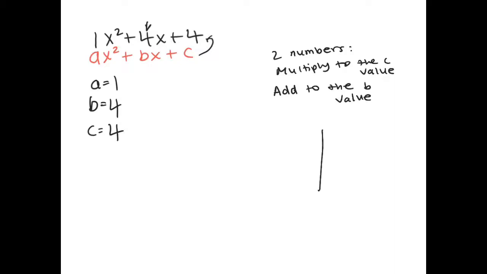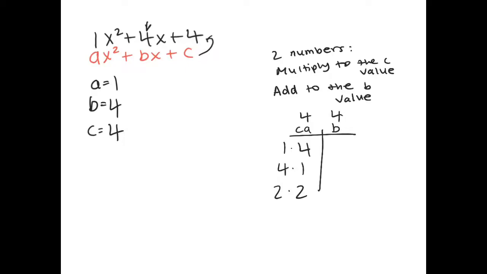The CAB table looks like this. That's C A and B. The titles are just your C value times your A value, and on the other side is just your B value. So what's our C times A value? 1 times 4 is 4, and our B value is also 4. Now, we have to find two numbers that multiply to our C times A value, which is 4. We've got 1 times 4, and 4 times 1, and then 2 times 2.